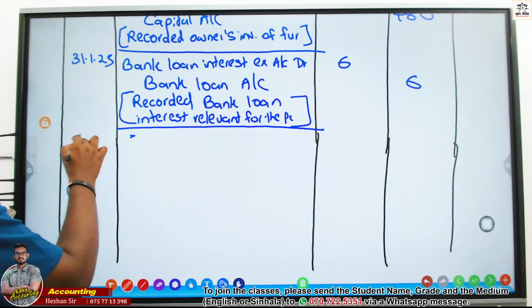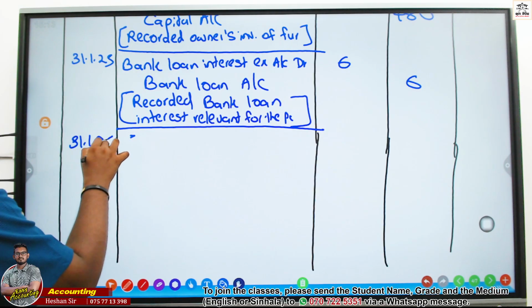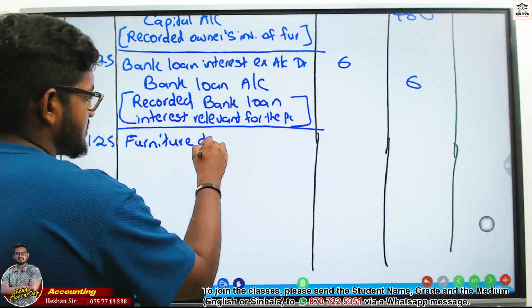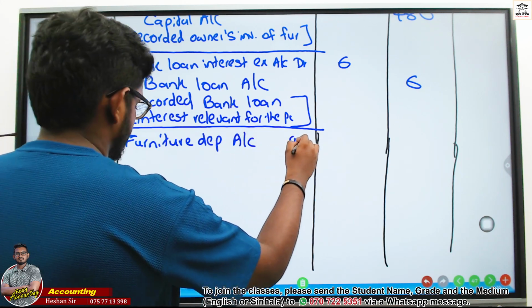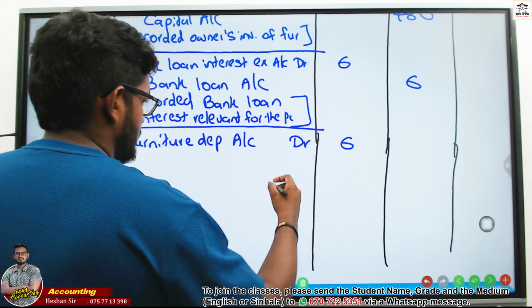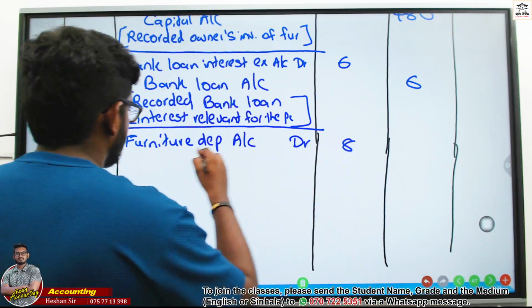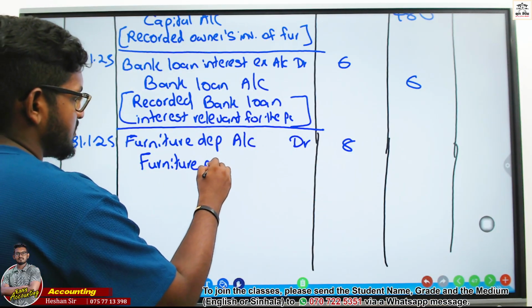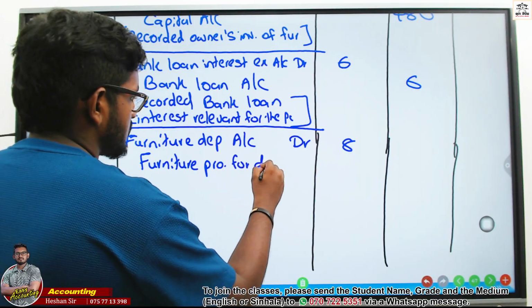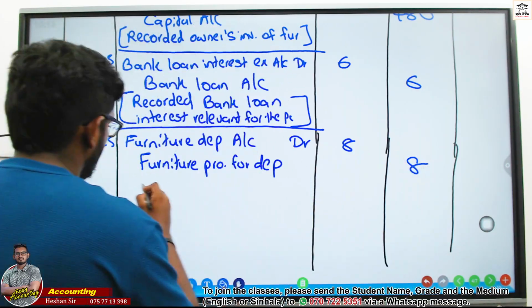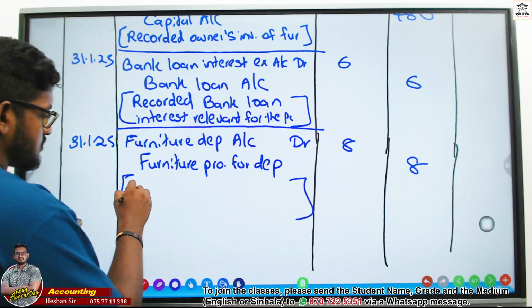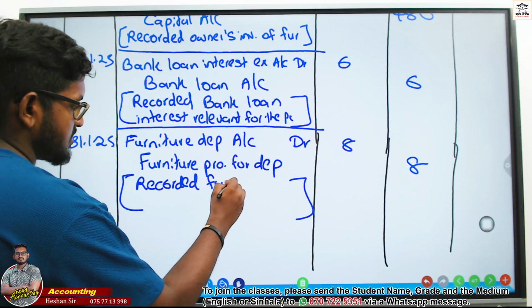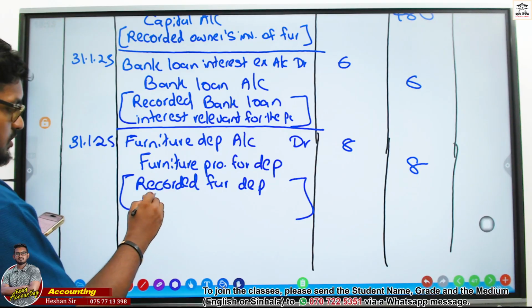Furniture depreciation account debit 8. Furniture provision for depreciation account credit 8. Recorded furniture depreciation relevant for the period.